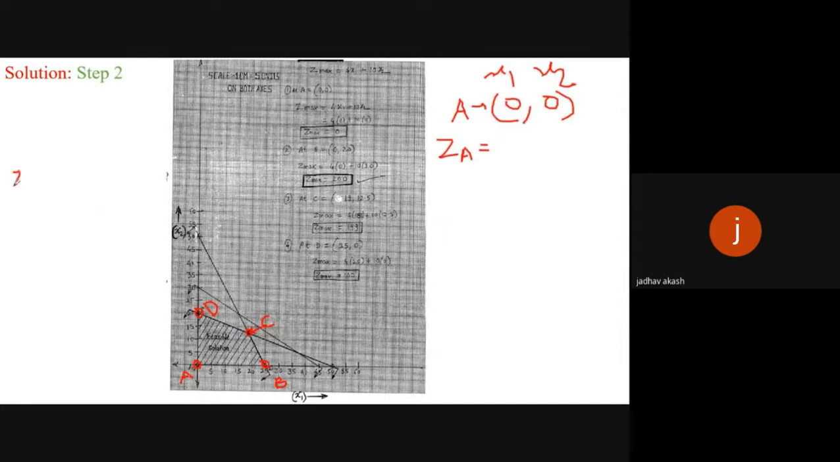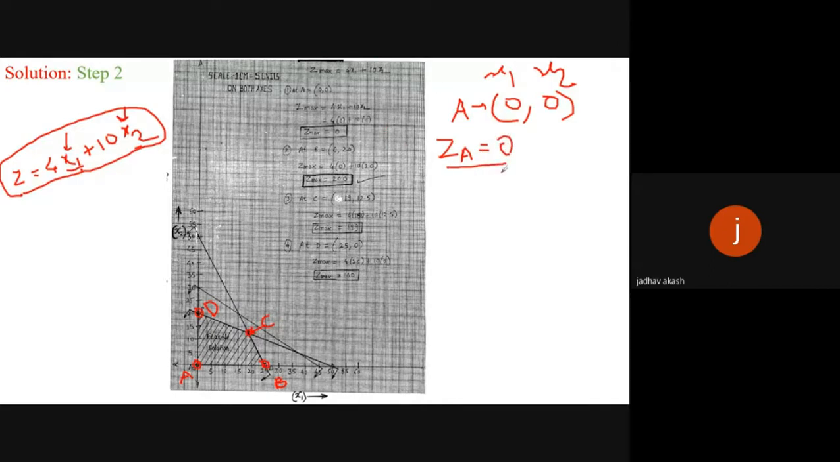Write down here. Z is equal to 4x1 plus 10x2. Now to find out z at A, in this equation of z, put down the coordinates of A as x1 and x2. And already we have got the coordinates of A as 0, 0. If you put down here x1 and x2 as 0, z at A, you are getting it as 0. Right?